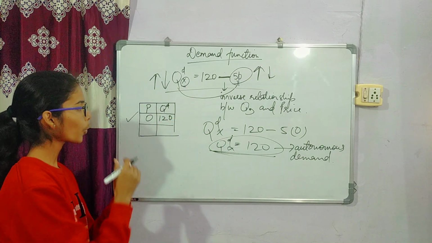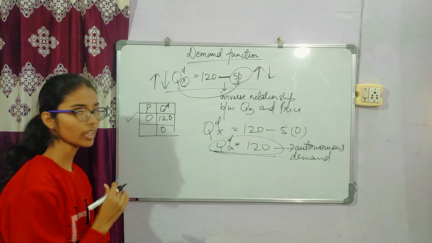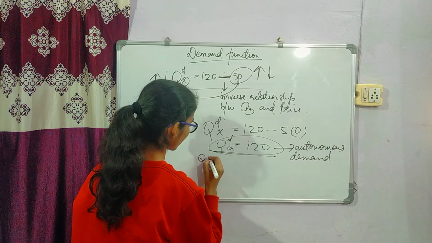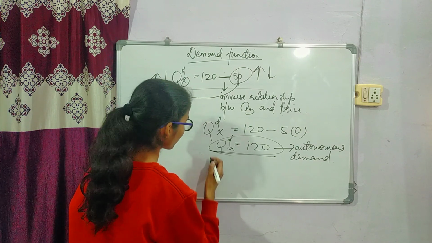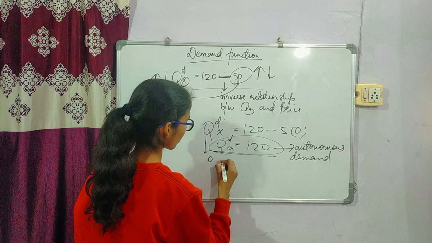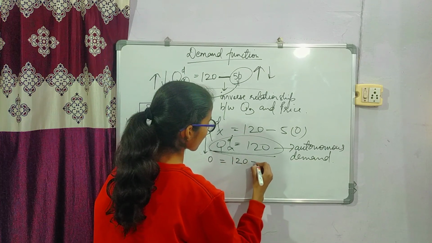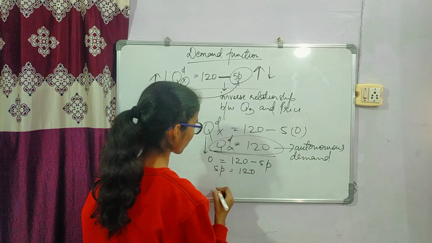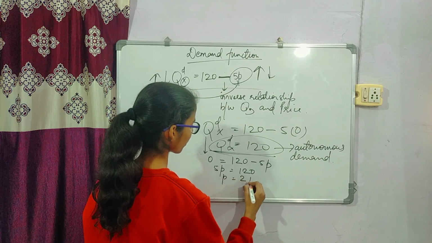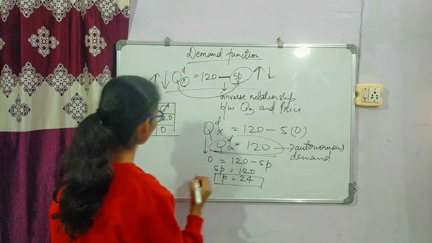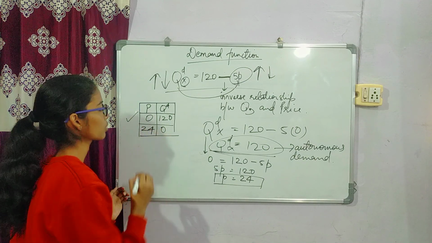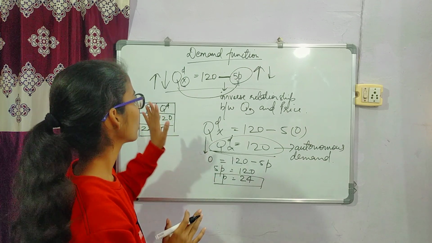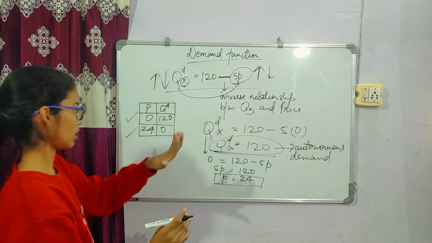Now put quantity demanded as 0, and let's find out what the price will be. Quantity demanded is 0, so we have 0 equals 120 minus 5p. Now 5p is equal to 120, p is equal to 24. Now the price comes as 24. With these 2 points we can easily plot the demand function on a graph.